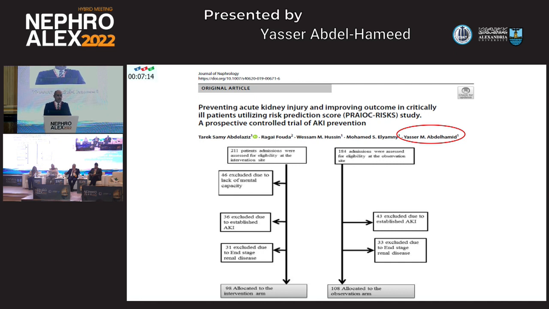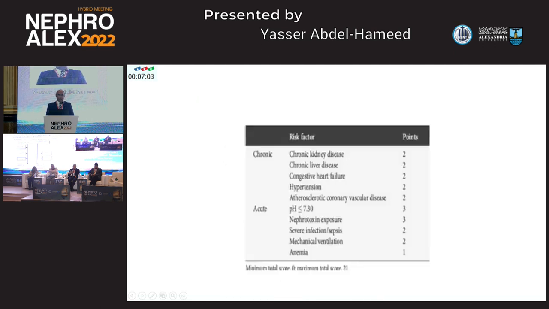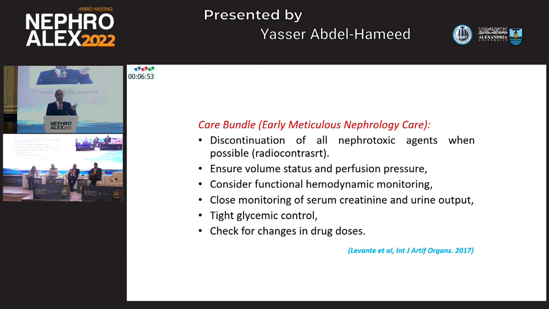This was our study for validation of the Malhotra score at Kasr Al-Ainy. We randomized the patients into two arms, an observational arm and an interventional arm, according to the score. A score of less than 5 went to the observational arm and more than 5 to the interventional arm, in critically ill patients. This is the care bundle we applied for patients at high risk. The most important item is early meticulous nephrological care, including the usual items you all know: discontinuation of all nephrotoxic drugs, volume status, functional hemodynamic monitoring, tight glycemic control, and adjusting drug doses.